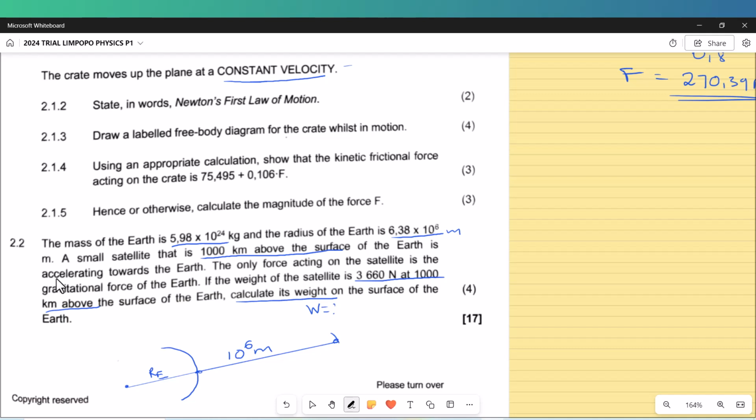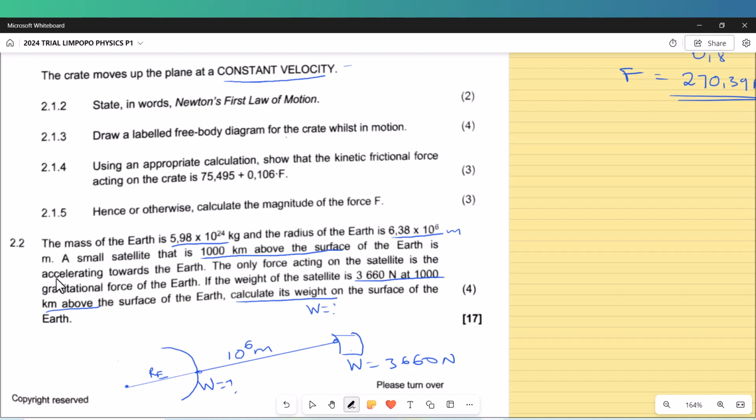If this is the satellite you're talking about here, at this point where the satellite is, they said its weight is 3660 newtons. So I'm supposed to look for the weight at the surface of the Earth here. That's what I'm looking for. So now the question is, what is my weight here?